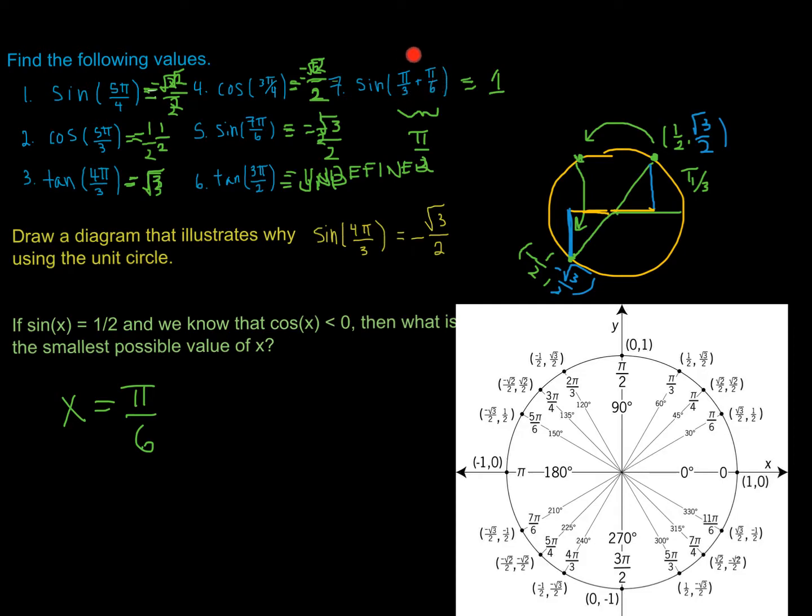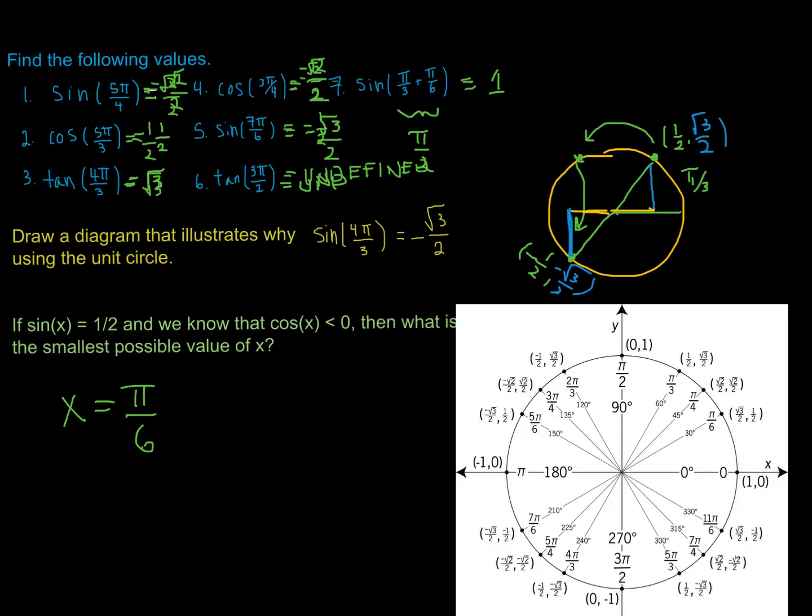Here I need to add pi over 3 and pi over 6. One way to think of this is, okay, here's pi over 3. This is the distance of pi over 3, and I want to add to it a pi over 6. So if I add this distance, I end up with pi over 2. And sure enough, if you add these together, you'll get pi over 2, and the sine of that is 1.